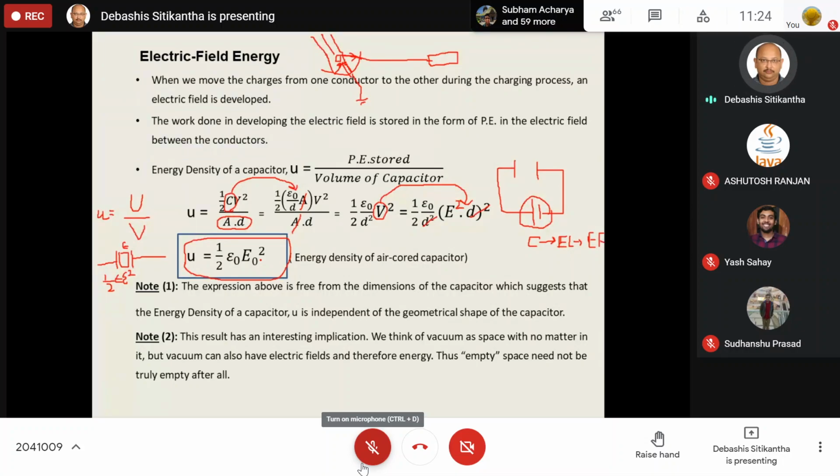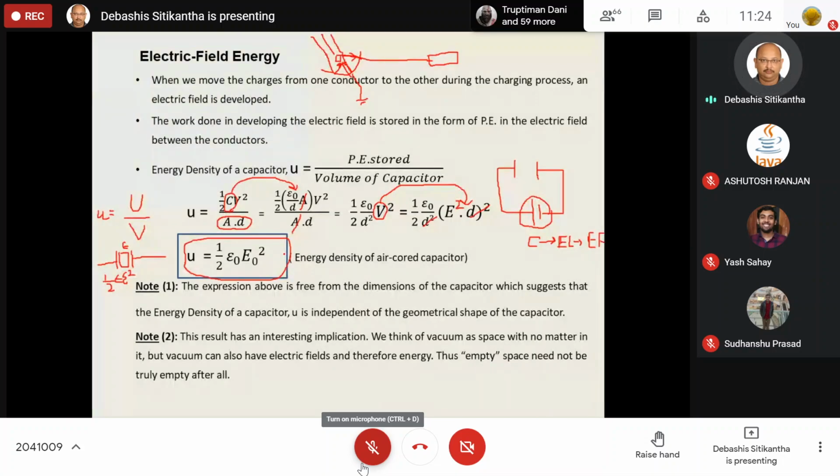Now if you concentrate and look at this expression, U is equal to half epsilon 0 E0 square, there is a very interesting thing you will note. What is the interesting thing? The interesting thing is that this expression is completely independent of the dimensions of the capacitor.